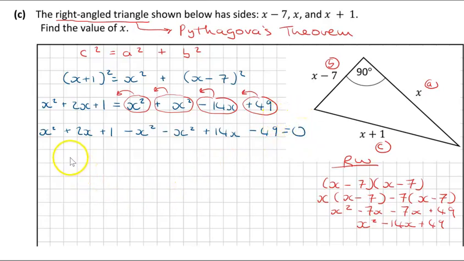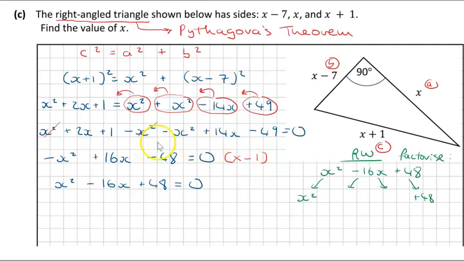So then we simplify. So x squared minus x squared will cancel. And we bring down the remaining minus x squared. And then 2x plus 14x is 16x. And 1 minus 49 is minus 48. And that's equal to 0. Then we multiply across by minus 1 because we always want the x squared to be positive. So that will change all the signs. So minus x squared becomes positive x squared. Plus 16x becomes minus 16x. And minus 48 becomes plus 48. And that's equal to 0.